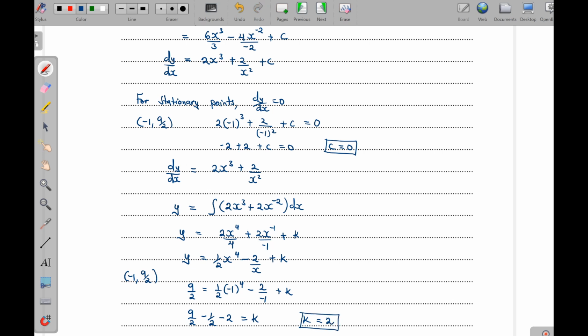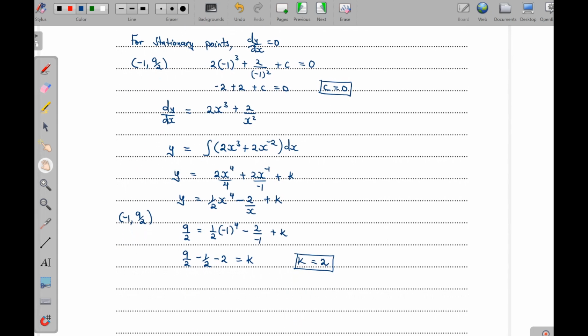So meaning the equation of the curve is going to be, I will just copy this one here, then put it here, then where there is k, I just replace it with a 2, and that is that.